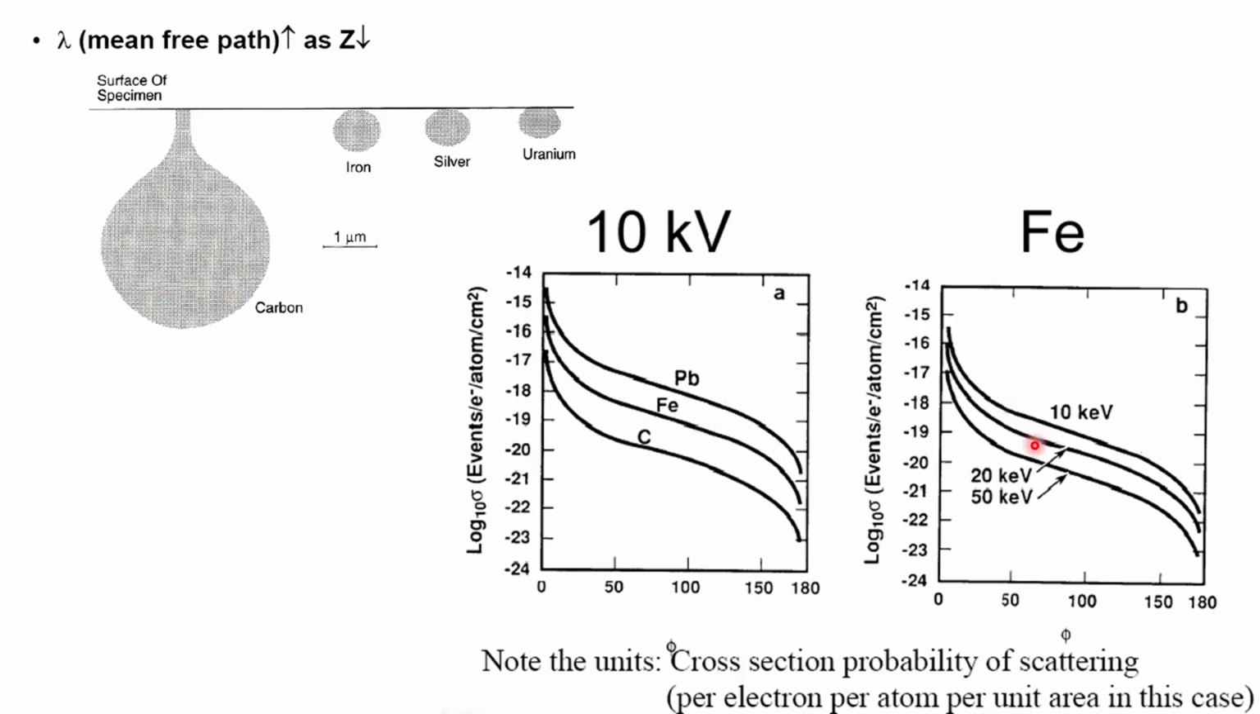So these two graphs, I guess, must have been clear to you. This one tells you how varying the atomic number will affect the probability of events, that is the cross section, and this one tells you how changing the incoming electron's energy will affect the probability of an event to occur.